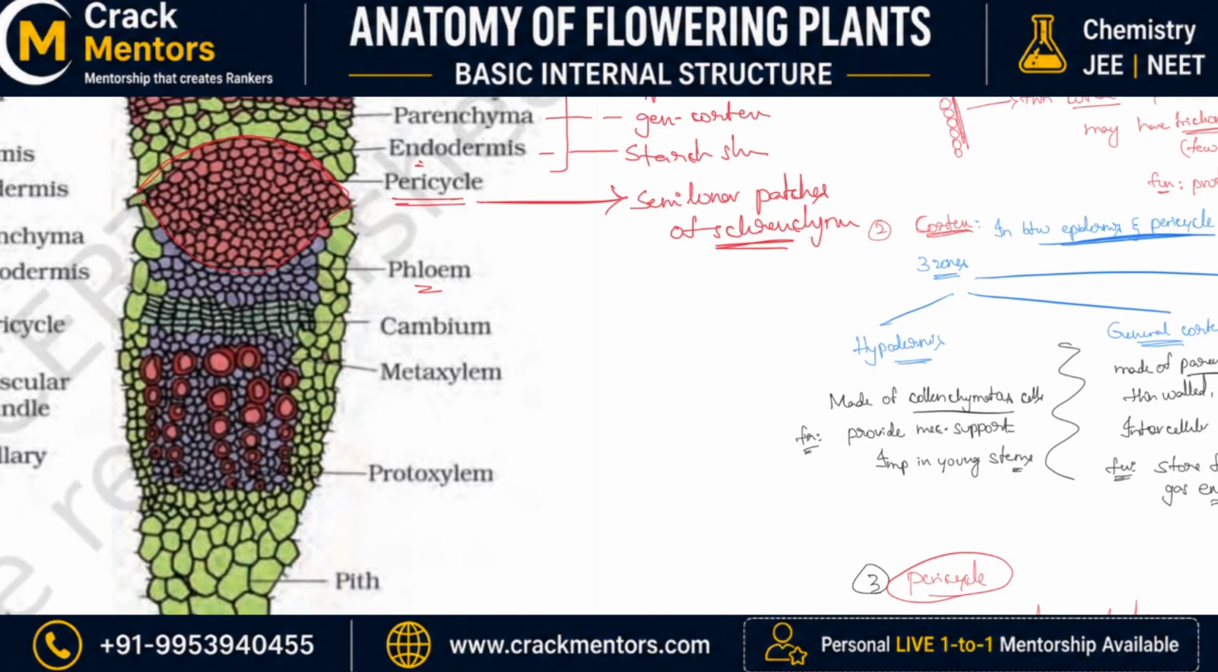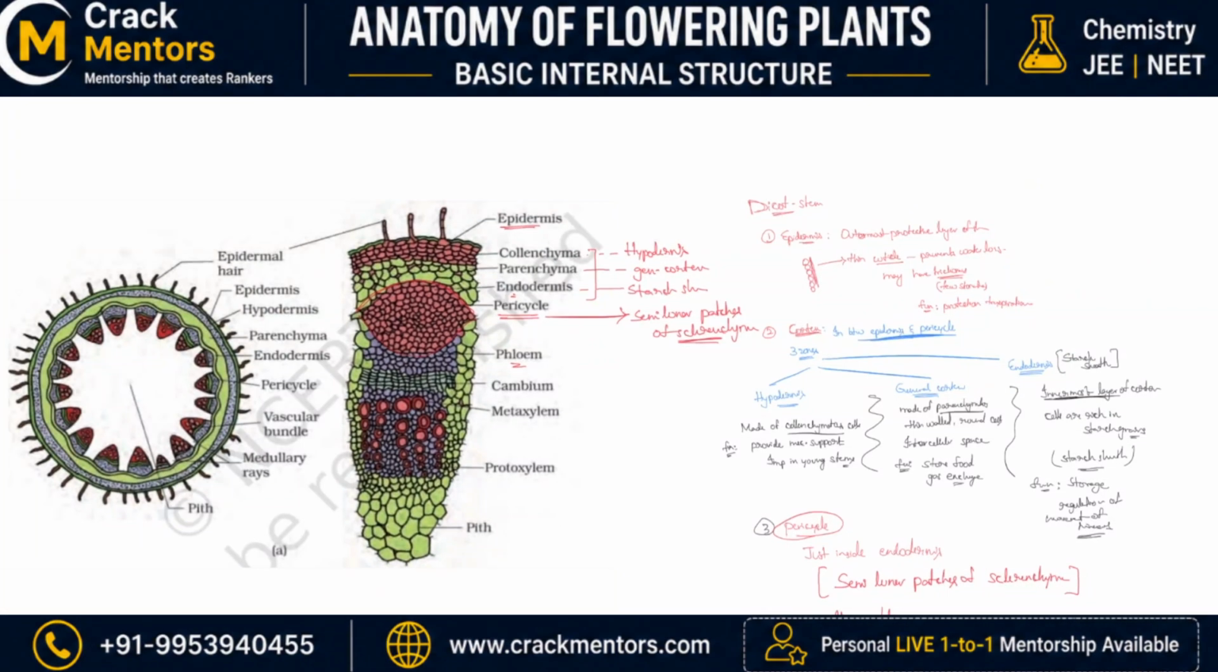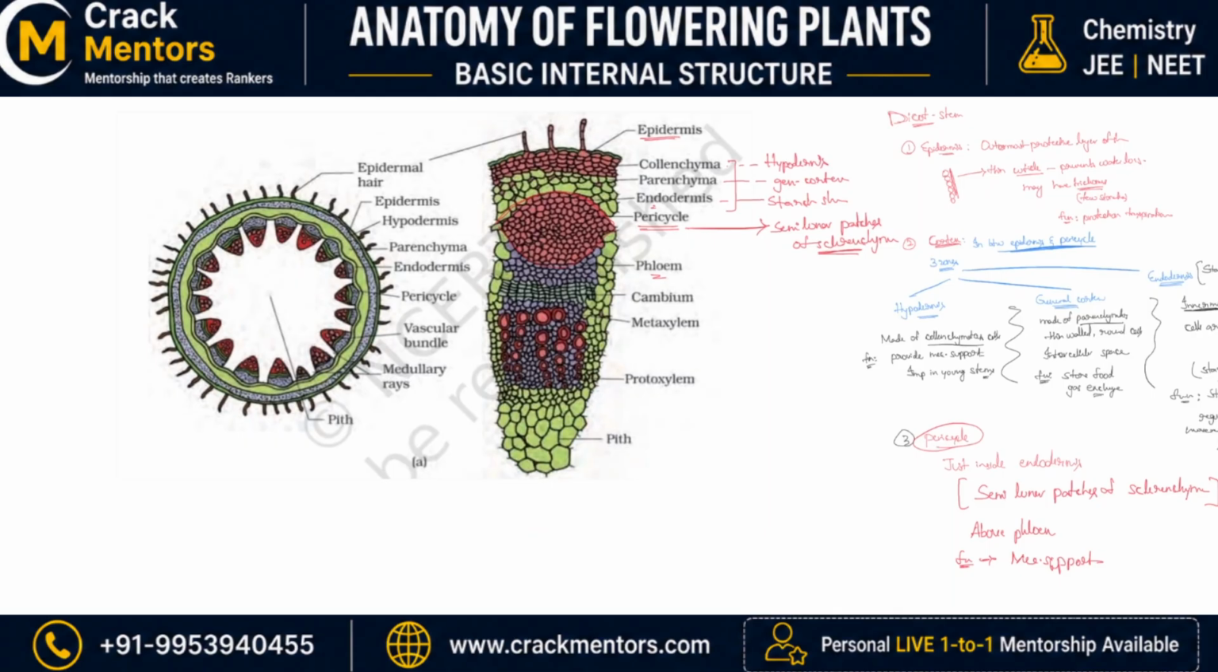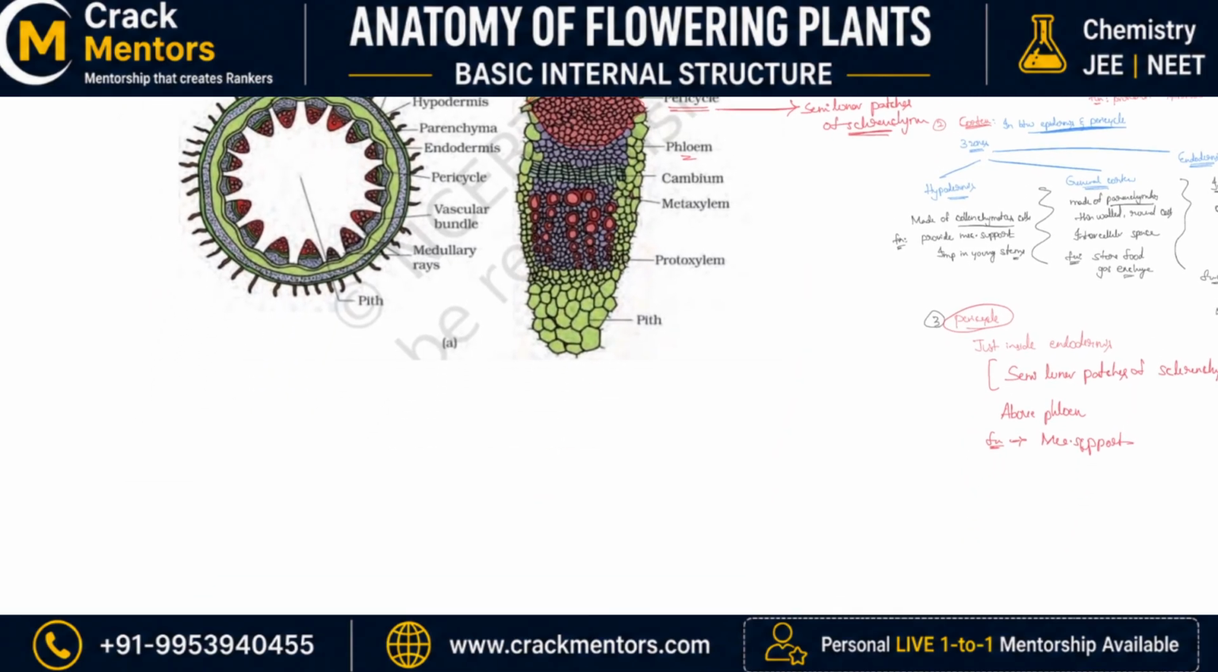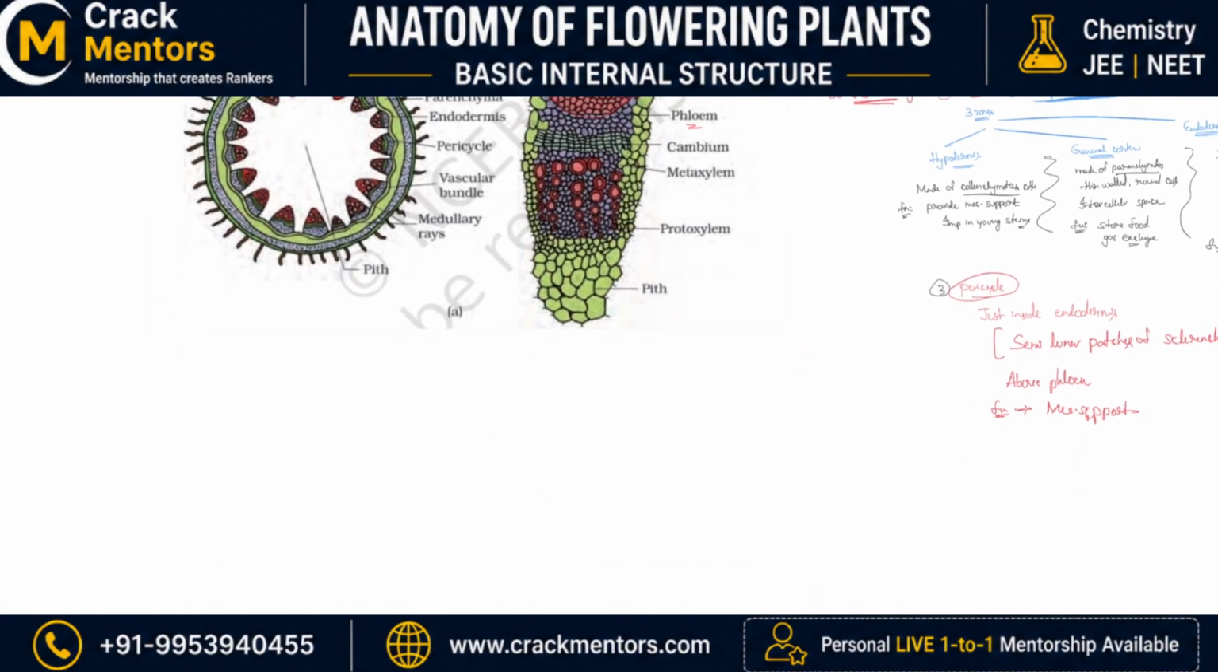Now next, after the pericycle, the next part we see is our medullary rays. The parenchymatous cells are arranged radially between the vascular bundles. This forms our medullary rays. This is a picture of our dicot stem. Here after the pericycle we have medullary rays.